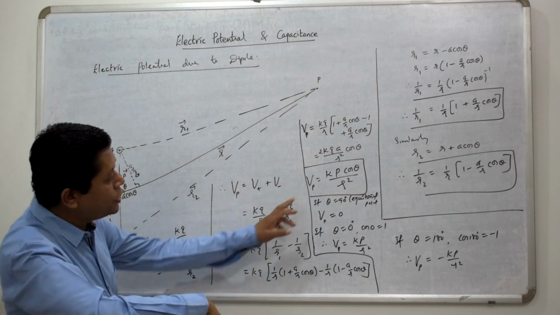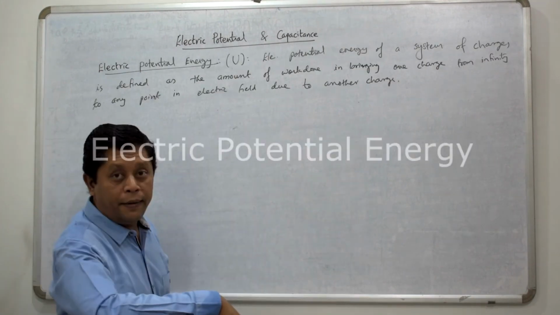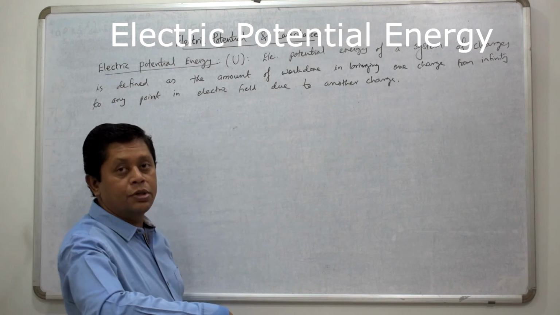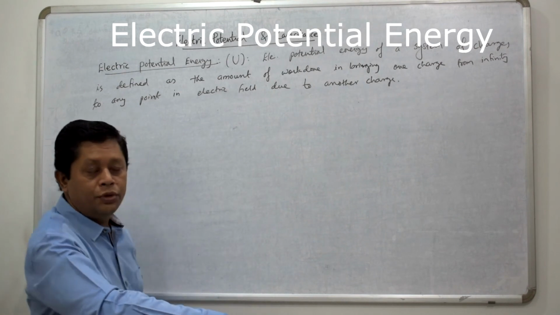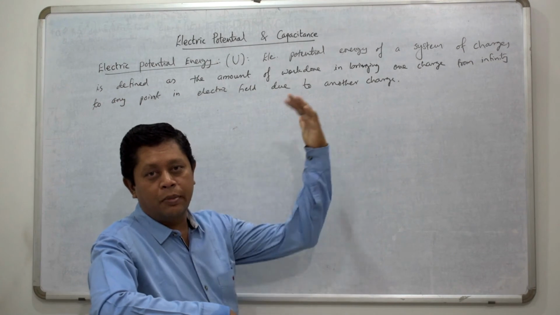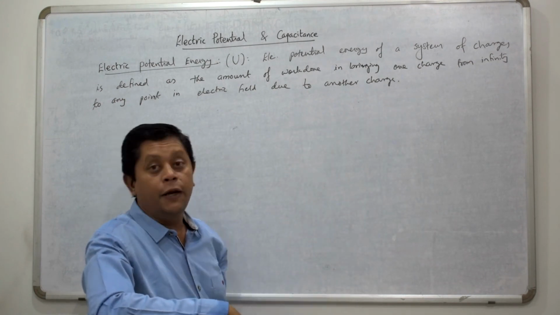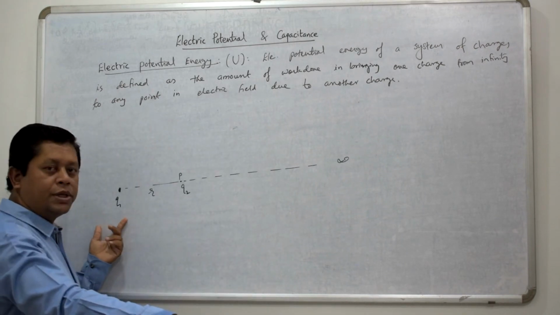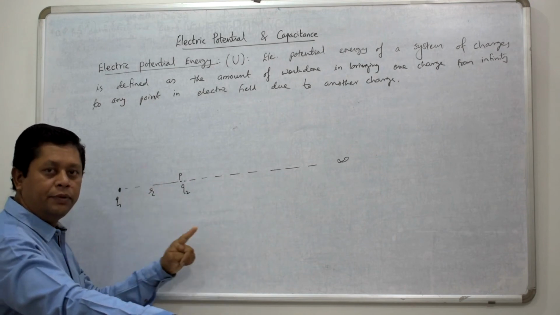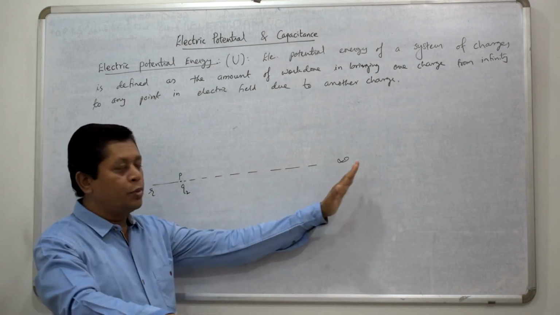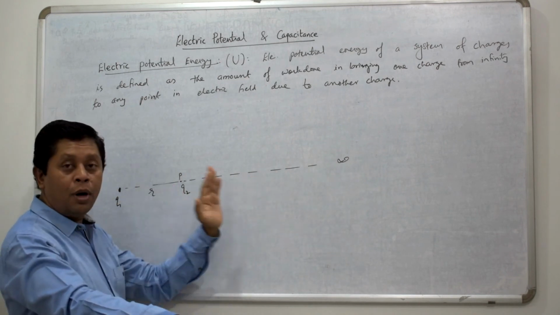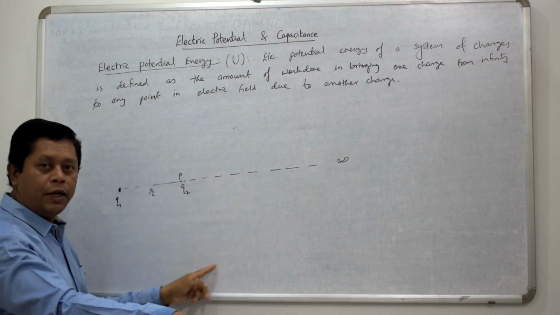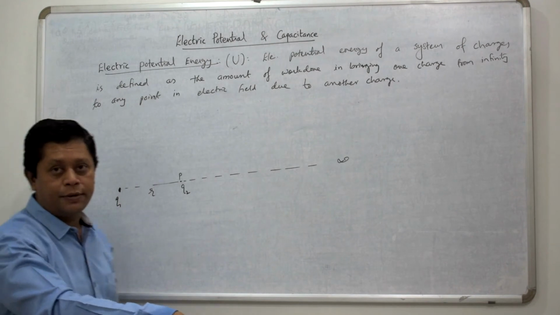Okay. So this is the expression we found for potential due to dipole. Another topic is electric potential energy. Electric potential energy for a system of charges is defined as the amount of work done in bringing a charge from infinity to any point in electric field due to another charge. Let us consider charge Q1 is there, around the charge Q1 there is electric field. If we bring charge Q2 from infinity to point P, the amount of work done in doing this process is stored as electric potential energy for the system of these two charges.